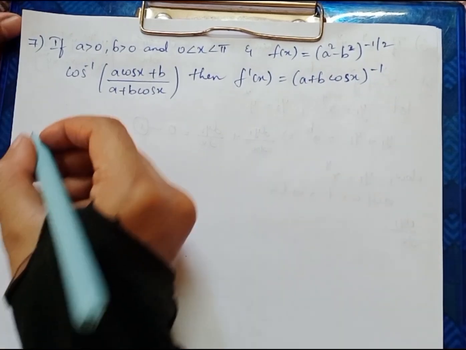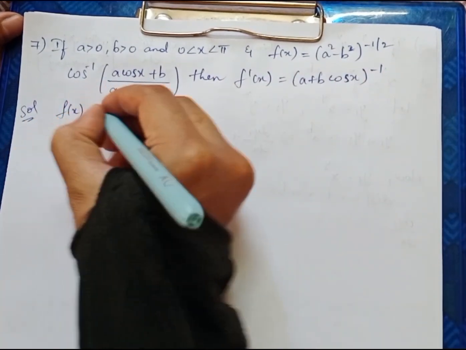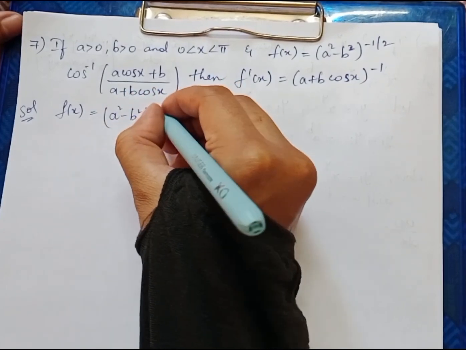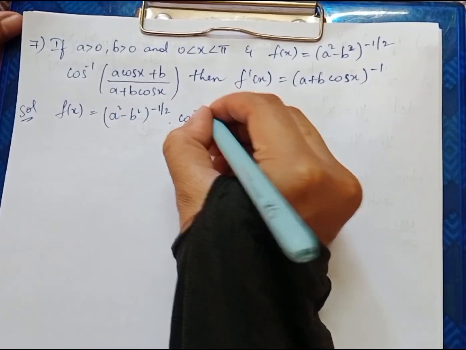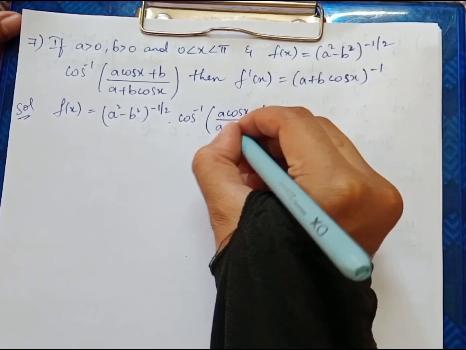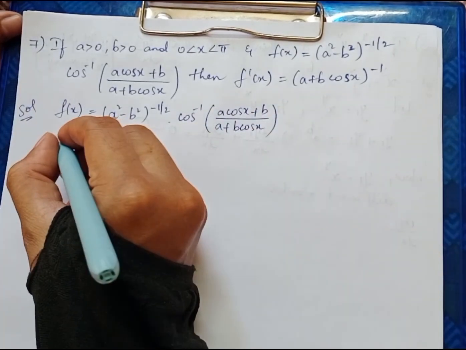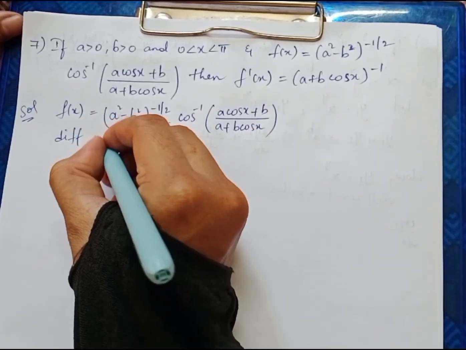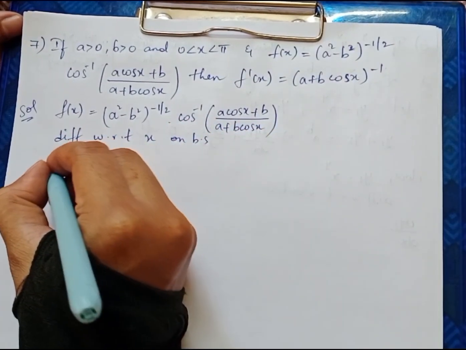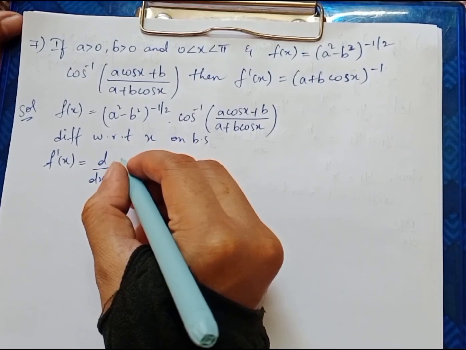Okay, so solution, our given function f of x is equal to (a square minus b square) power minus 1 by 2 into cos inverse of (a cos x plus b) by (a plus b cos x). Now differentiate with respect to x on both sides. So it is f dash of x is equal to d by dx of the given term.